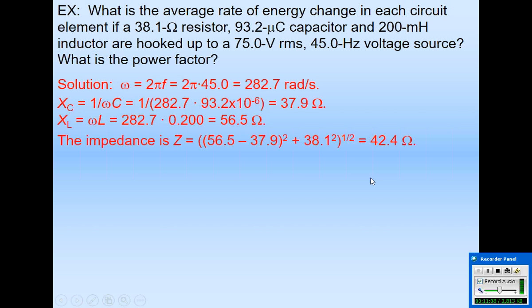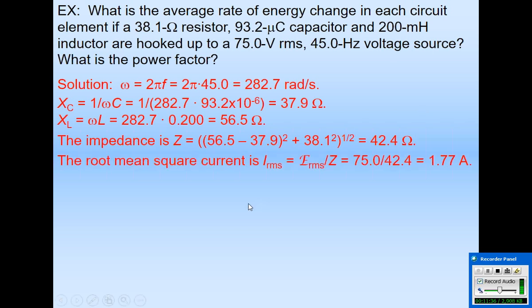The impedance, the square root of (XL minus XC) squared plus R squared. Find that sum, take the square root, and we get that the impedance is 42.4 ohms. Since it's larger than the value of the resistance, I feel pretty confident that this is a correctly calculated value.